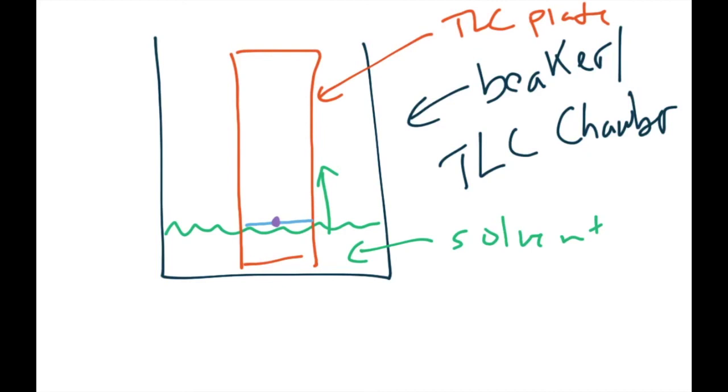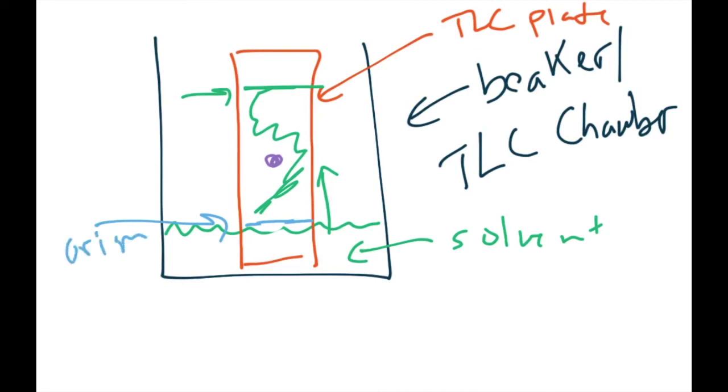And so that spot will go from being at the origin, which is the blue line, up the TLC plate. Right? And then you'll mark, hey, my solvent moved up to this level. And the spot where the solvent moves to is called the solvent front. So you've got your origin down here, you've got your solvent front up here, and then you have your spot here, which is purple.